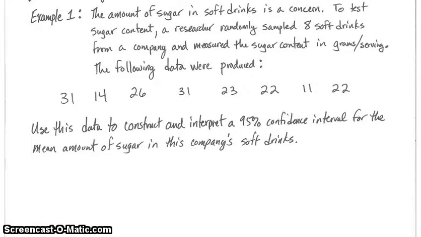The amount of sugar in soft drinks is a concern. To test sugar content, a researcher randomly sampled 8 soft drinks from a company and measured the sugar content in grams per serving. The following data were produced. Use this data to construct and interpret a 95% confidence interval for the mean amount of sugar in this company's soft drinks. All right. Try to write and list all the summary stats so that you can see them, and I'll jump in just in time and you'll see them pop up just in front of you.